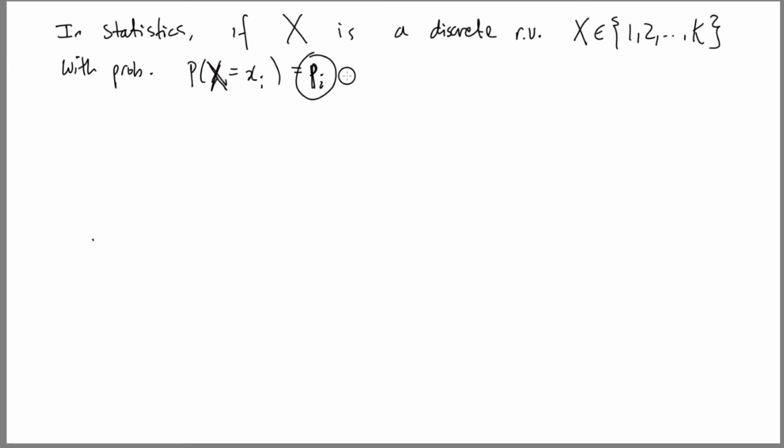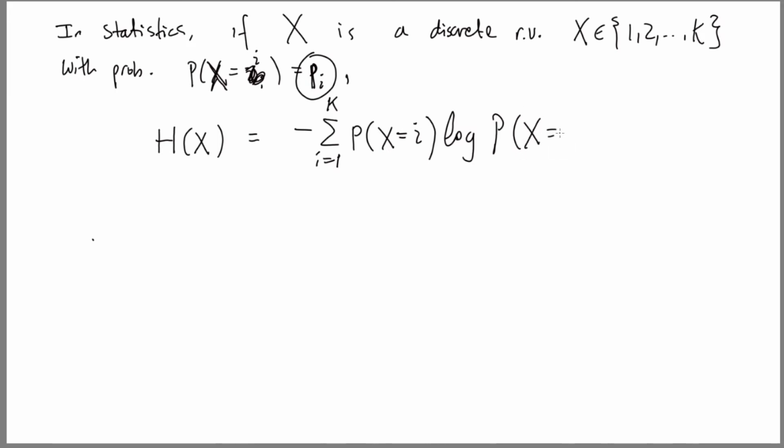Then we say that you can actually find the entropy H of X using the same formula. So minus the sum from i equals 1 to K of the probability X equals i times the log of the probability X equals i. And just to simplify the notation, this would just be minus the sum from i equals 1 to K of Pi log Pi.